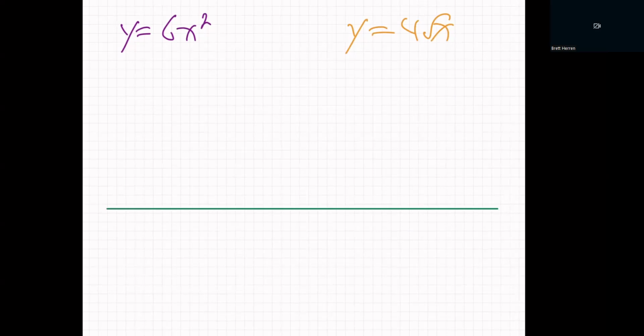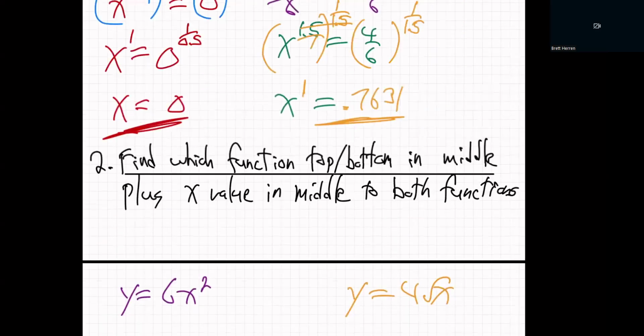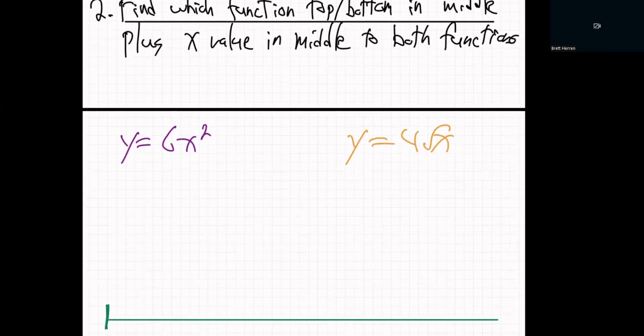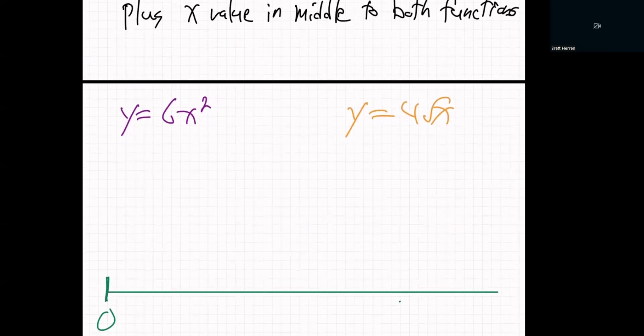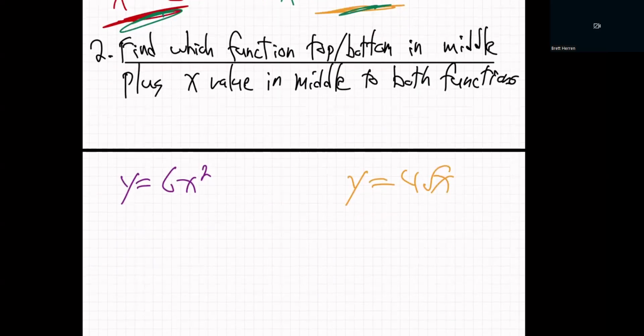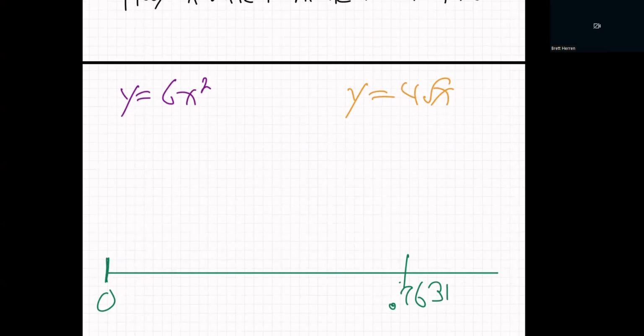I'm going from 0 to what? 0.7631, right? They meet at 0 and at 0.7631. See them right there. So I've got to plug in something between those two. What's a number somewhere in the middle? It doesn't have to be exact, just somewhere in between them. How about 0.5? Or you could do 0.4, 0.3, anything between 0 and 0.7. So 0.5 is in there.